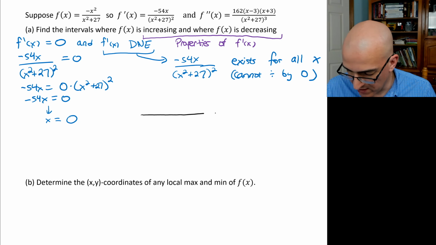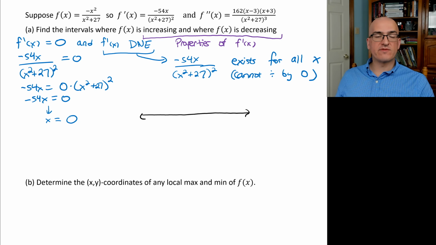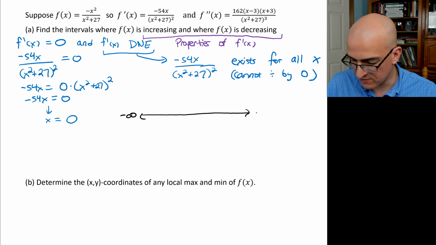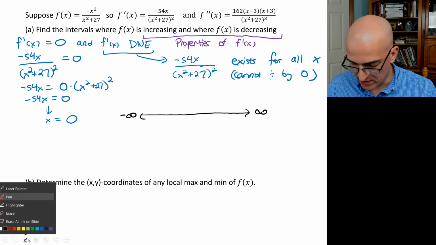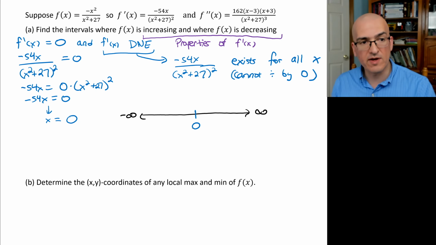Let's think about the domain. We can't possibly have division by 0 in the original function because we have x squared, which is positive, plus 27, which is positive. We can't have 0 in the denominator. And there's no number that we're forbidden from plugging in. That means our domain goes from minus infinity to infinity. We can cut this number line at 0, at the critical number that we found.